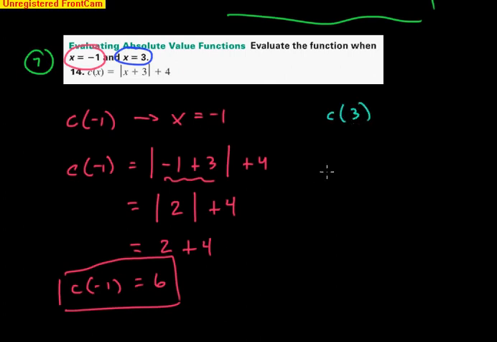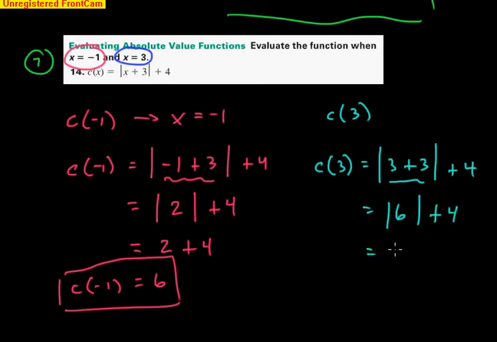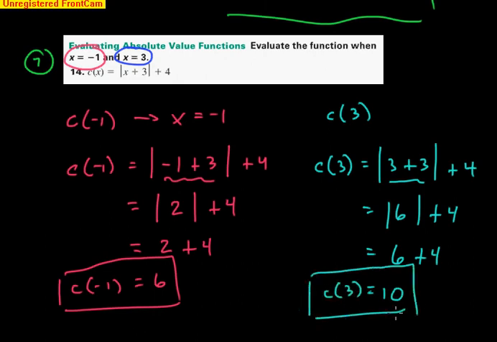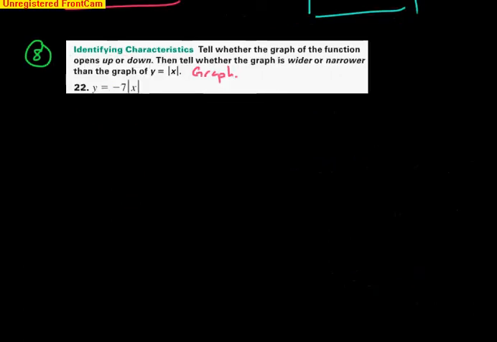Now again, this could have said c of 3. Find c of 3. So c of 3 is going to be the absolute value of 3 plus 3, plus 4. 3 plus 3 is not the absolute value. Get a single number in here first. 3 plus 3 is 6. Absolute value of 6 is 6. And 6 plus 4 is 10. And c of 3 is 10 in this problem. Plug in x, get a single number, take the absolute value, and then simplify.